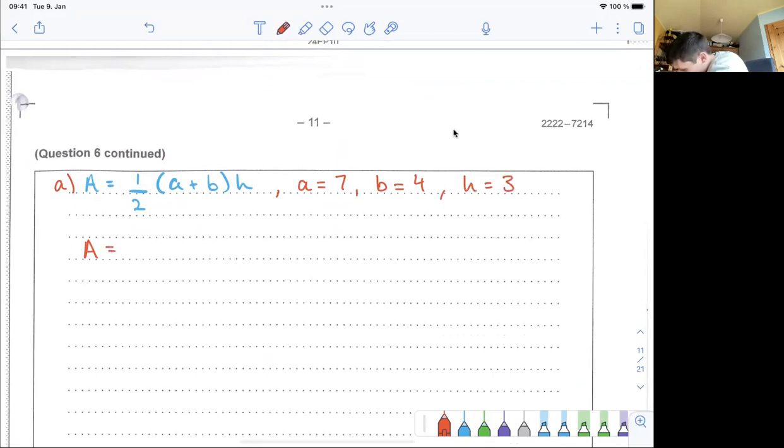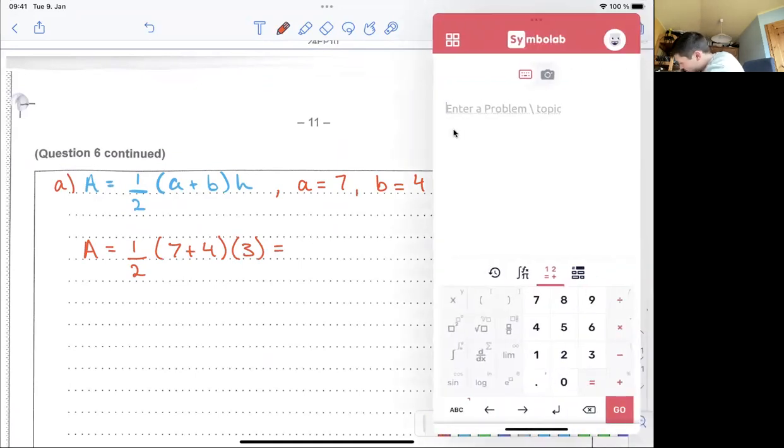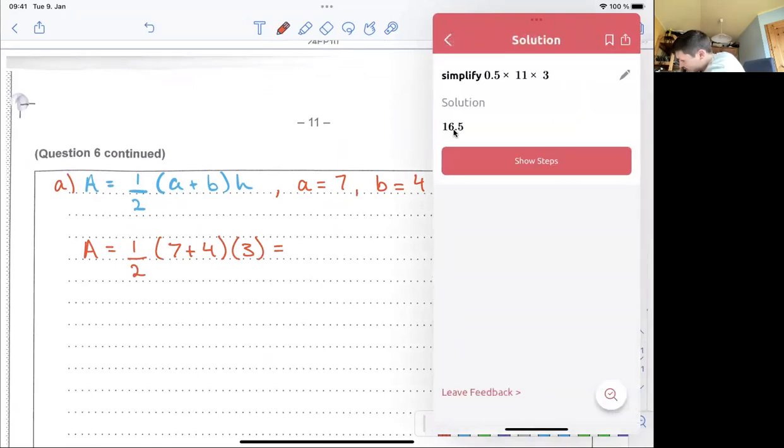Cool. And so we'll bung this all into the formula, 7 plus 4, and then multiplied by 3. Properly, we'll go 0.5 times by 7 plus 4, which is 11, times by 3 equals, and we get an answer of 16.5.